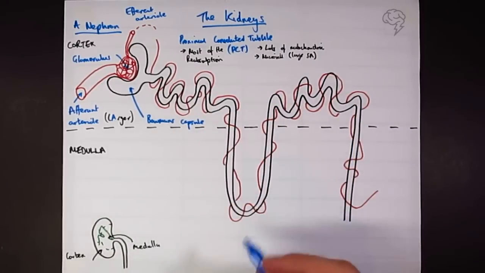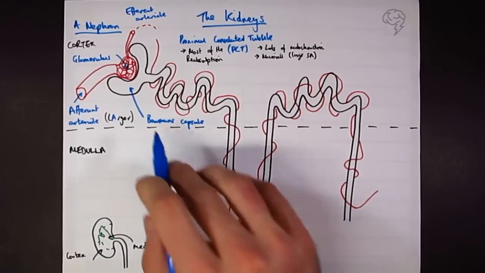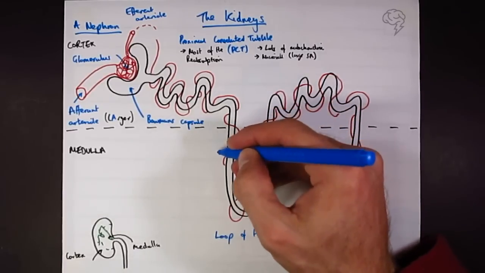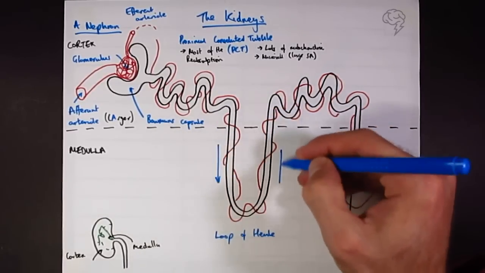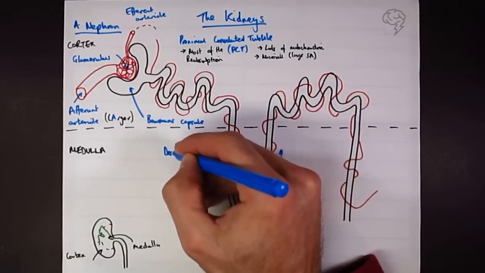This next U-bend type thing is called the loop of Henle. Another capital here, capital for Bowman. They're both named after people, so they have capital letters. We can divide the loop of Henle into two sections. We've got the descending limb and the ascending limb.